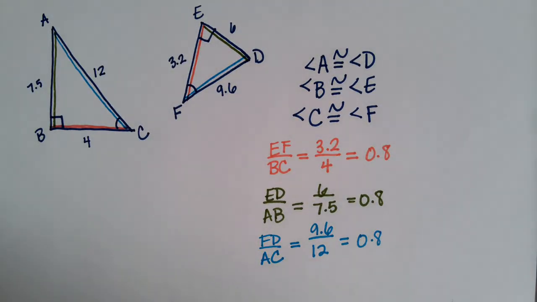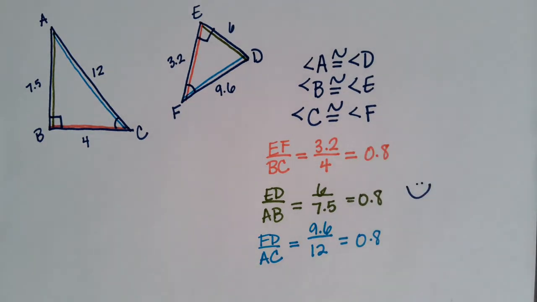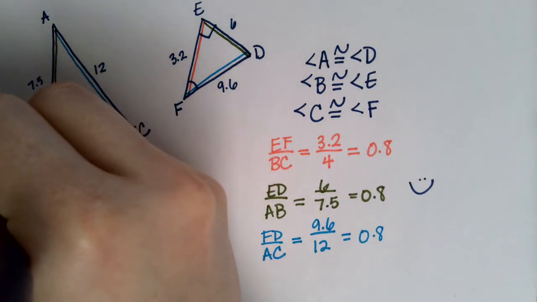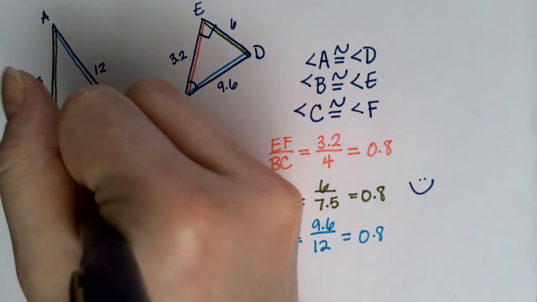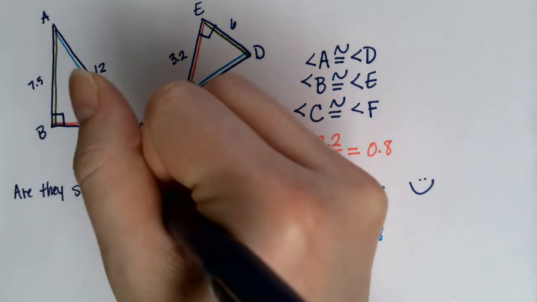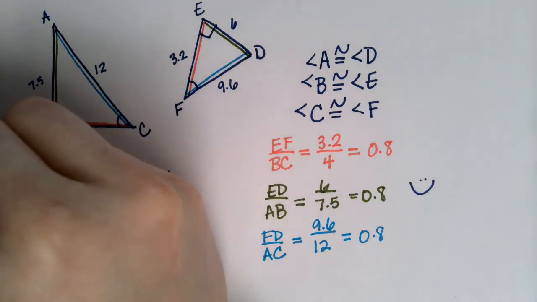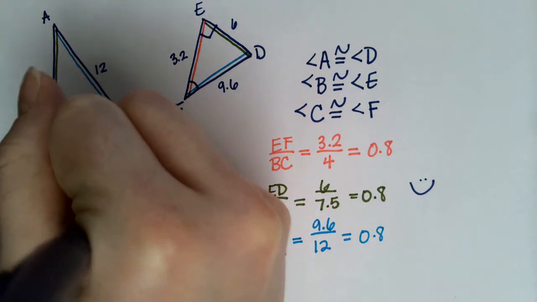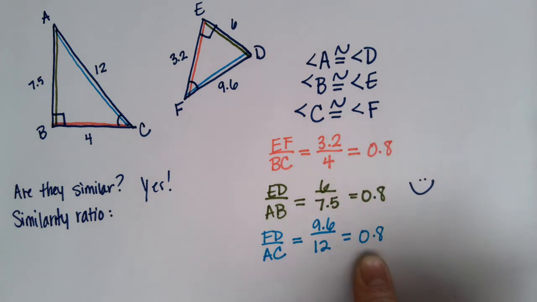Because all these are equal, which is a good thing, we can say that these are similar. They usually ask three questions. The first is, are they similar? And our answer is yes. We have our 3 angles and our 3 sides. Then they ask for the similarity ratio, and that is the ratio that you got here, the ratio of the sides.